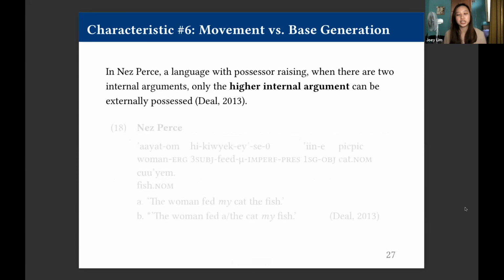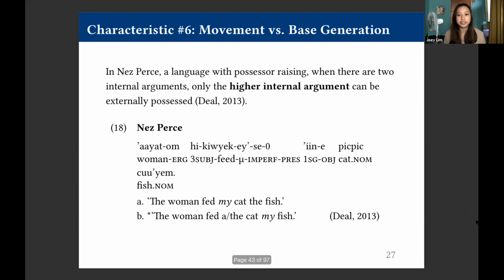In Nez Perce, which is a language with possessor raising, when there are two internal arguments, only the higher internal argument can be possessor raised and externally possessed. So in 18 here, it's an example from Nez Perce, and here we have our external possessor, which is the first person singular pronoun. In this case, the first person singular pronoun can only externally possess the beneficiary argument and not the theme argument.